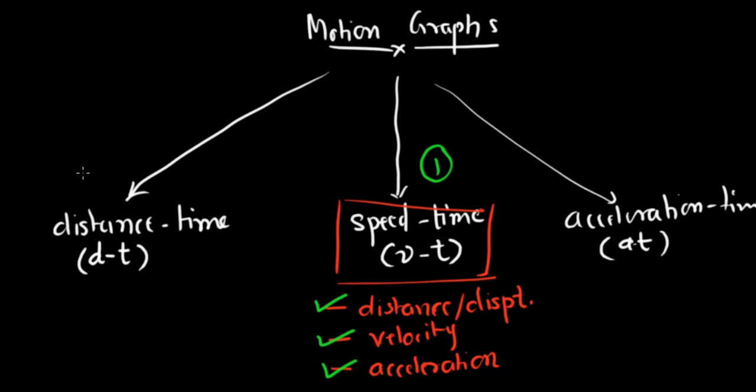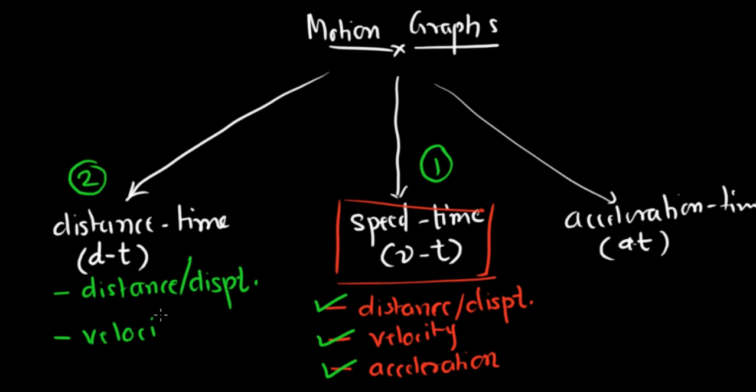The second one would be the distance time graph, where we can calculate, of course, the distance. We can actually read it from the graph itself, distance, or in other terms, displacement. The second thing that we can study from this is the velocity or the speed. So distance, displacement and velocity can be read off from the graph, and that's the third one there.